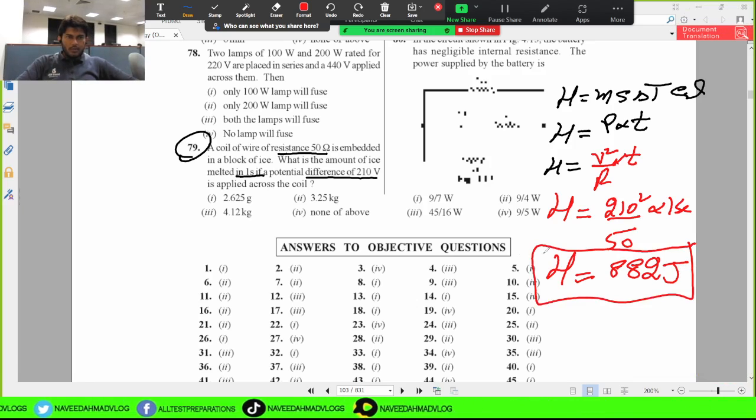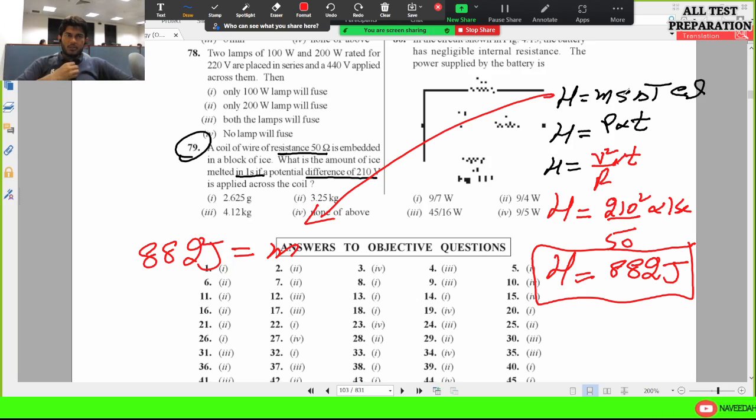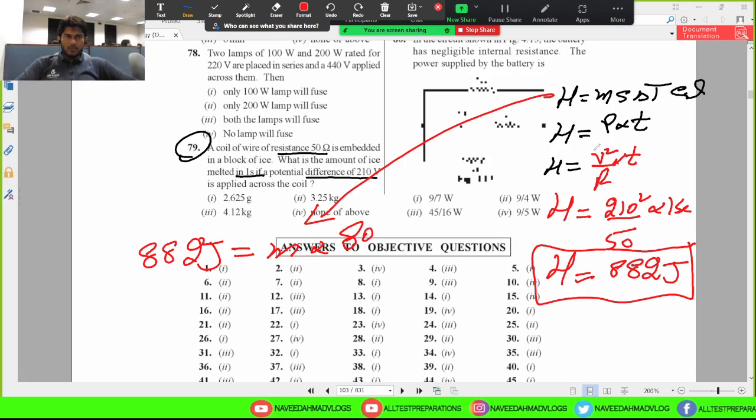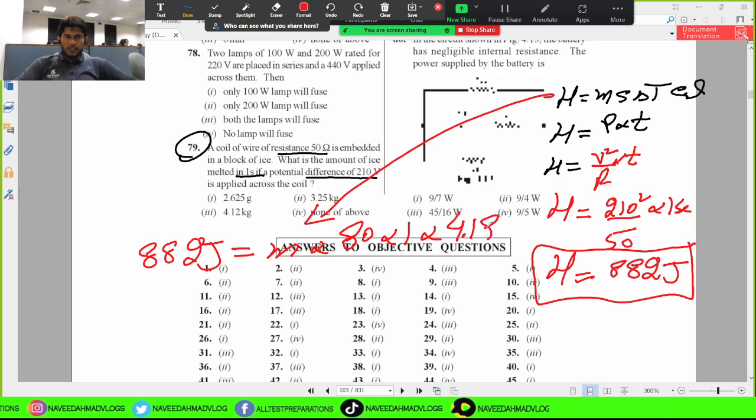Now over here we will use this formula. 882 joule is equal to, in this case we have mass, that you need to find, and this is the specific heat. The latent heat of ice is equal to 80. You will need to remember it. They should have given this but did not, so you need to remember it, and you will take the temperature equal to 1 degree. But this is in calories, so you will use 1 calorie is equal to 4.18 joule.